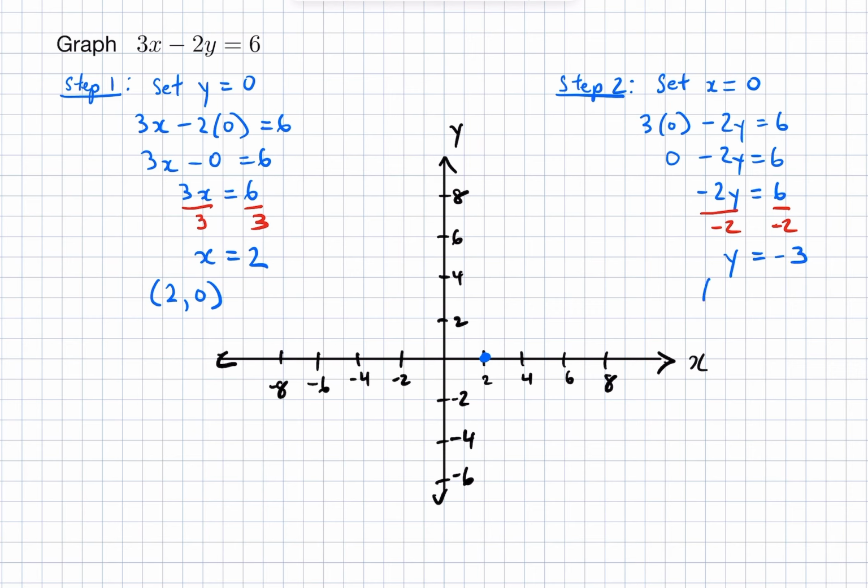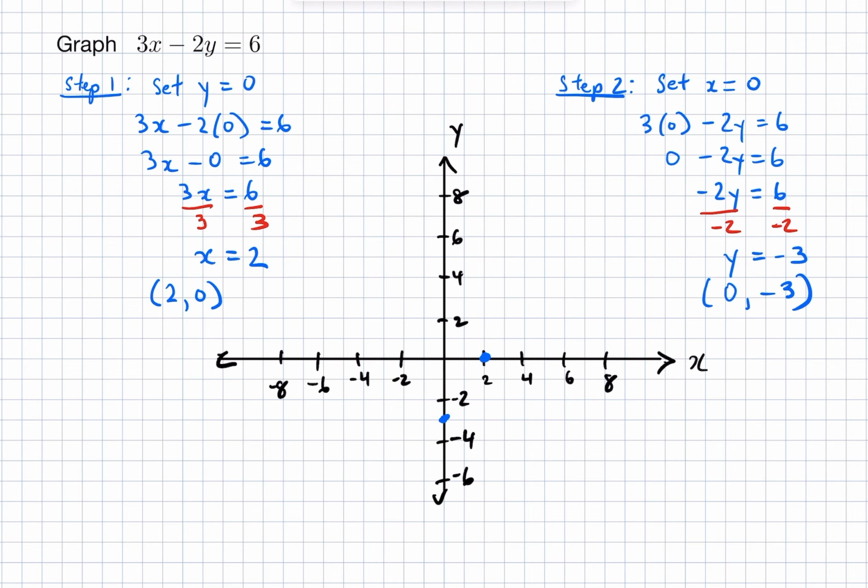Okay? So then my coordinate is going to be 0, comma, negative 3. The 0 comes from setting x equal to 0, and so we put that in the x position of the coordinate, and we solve for y to be negative 3, and so we put negative 3 in the y position of the coordinate. So we can go ahead and plot that point. 0, negative 3 puts us right here. Okay, so we can go ahead and plot that.